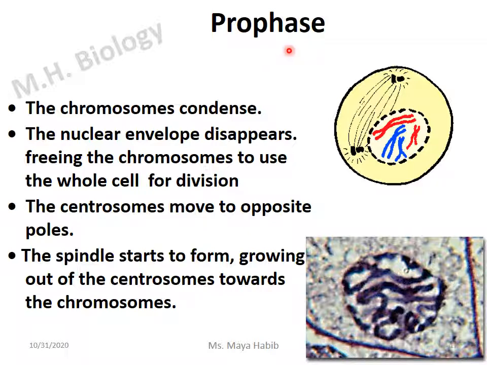So, in prophase, the following events take place. The chromosomes condense. The nuclear envelope disappears, so that chromosomes can move freely within the cell. The centrosomes move to opposite poles. The spindle fibers will grow out of the centrosomes, and will start moving towards the chromosomes.